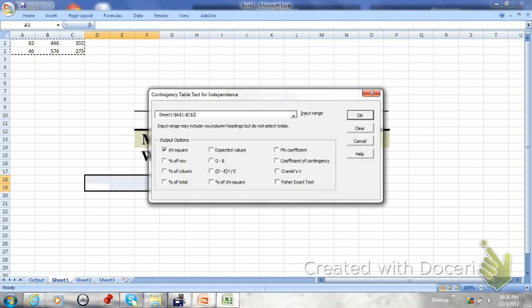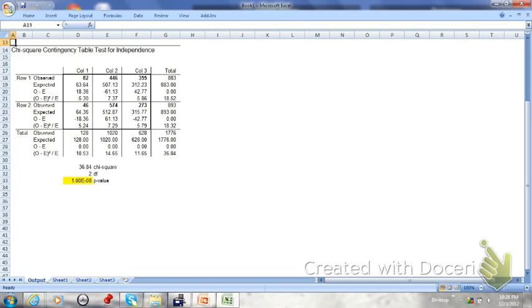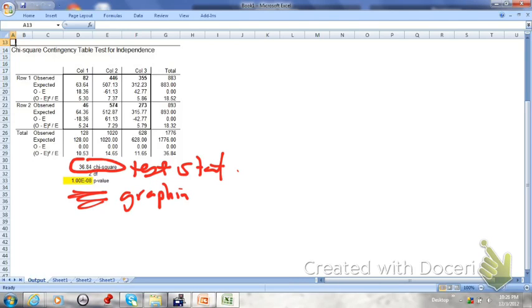If you want to see the expected values or any of this other information, that's fine. Hit OK. And it'll spit out the observed and the expected values, which I think is neat because it verifies how the book tells us to do it by hand. But then notice, if I can zoom in here for you, it's going to give you the chi-squared test statistic. So note to self, it gives you the test statistic, and it's going to spit out that p-value, the same one we got on the graphing calculator.